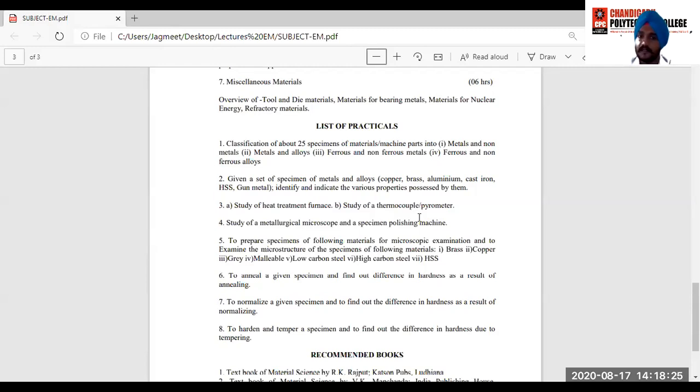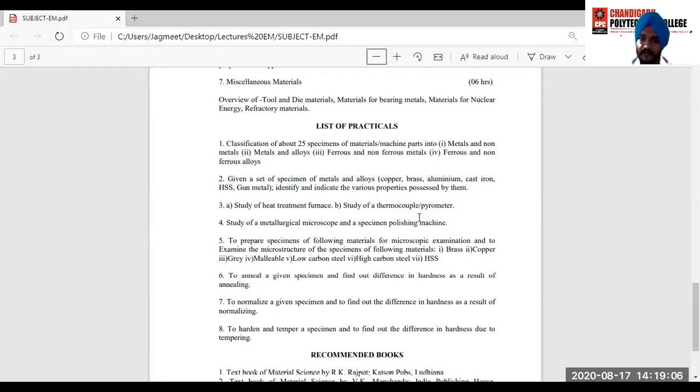In practical number 4, we will discuss the microscope and the specimen polishing machine. What is the use of microscope and how can we use it? We will all practice it in the lab. In chapter number 5, we will discuss how to prepare specimen of molding material for microscopic examination and to examine the microstructure. We will discuss the microstructure of the behavior of the different material like brass, copper, gray, malleable, low carbon steel. We will examine these all material under microscope.